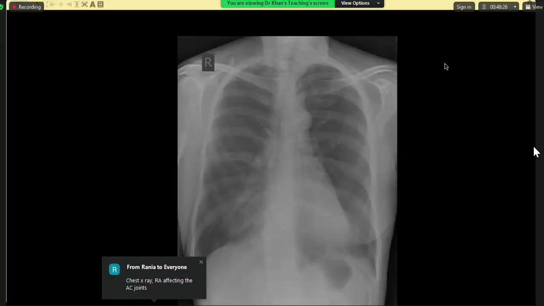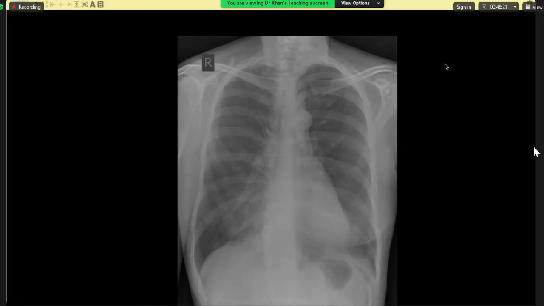Sir, sclerotic, yeah, on the right side also. These could be due to previous fractures. So actually, again, the resolution is again sometimes. Okay, thank you. Thank you.